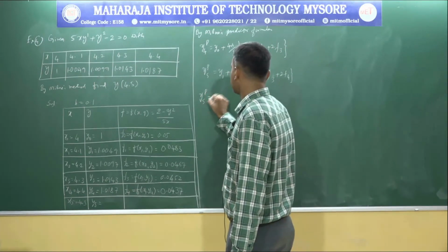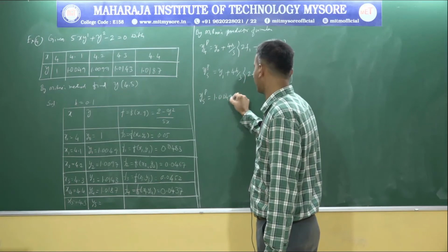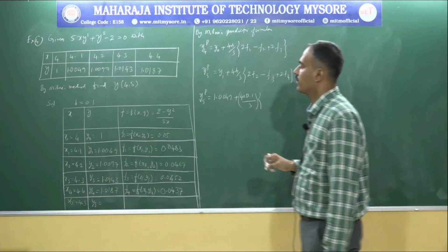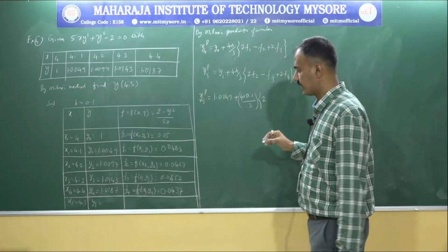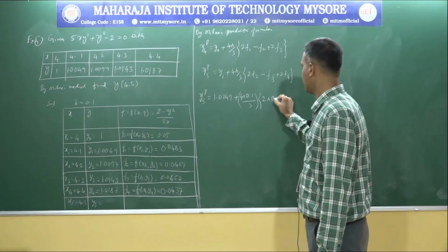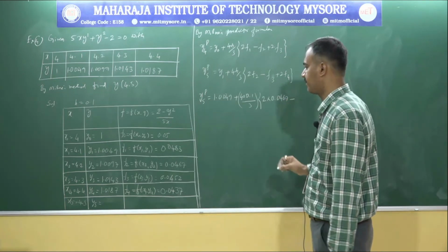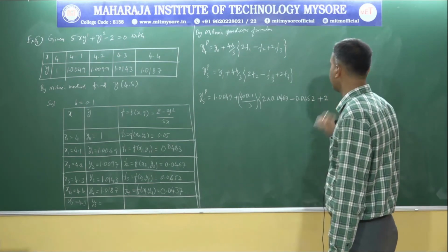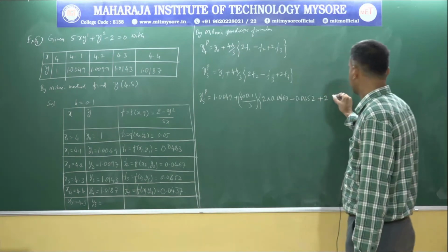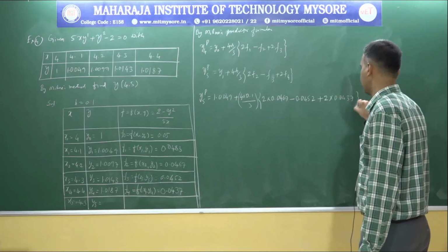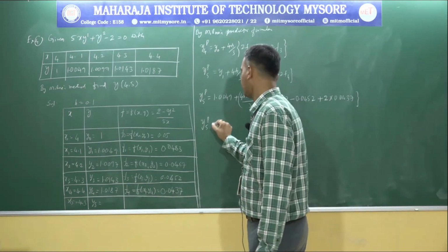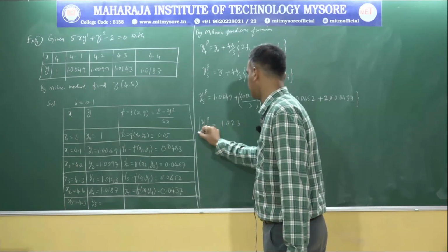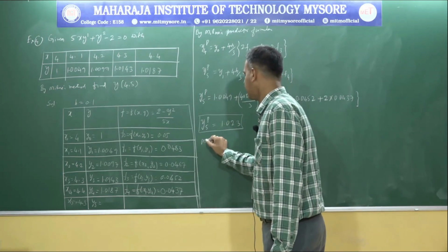For y5p, substitute y1, 1.0049, plus 4 into the h value 0.1, denominator 3, times (2 into f2, 0.0467, minus f3, 0.0452, plus 2 into f4, 0.0437). With the help of a calculator, after simplification we get 1.023.